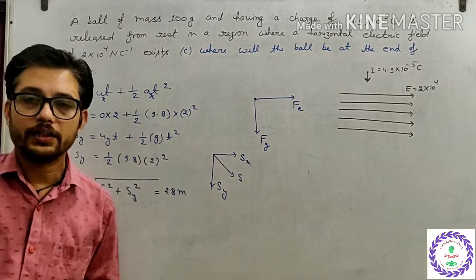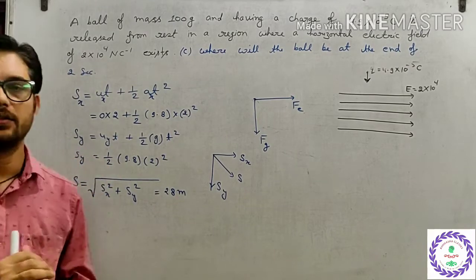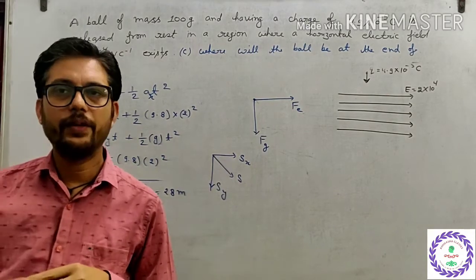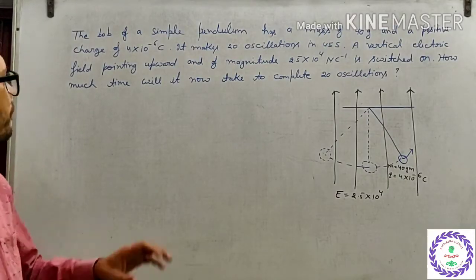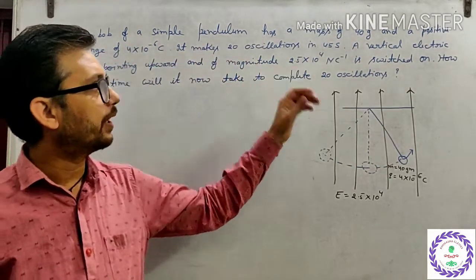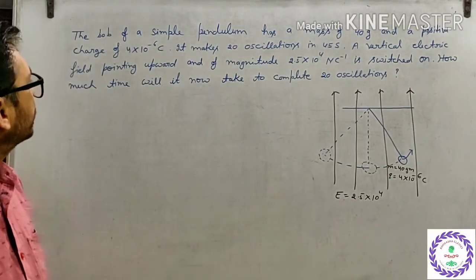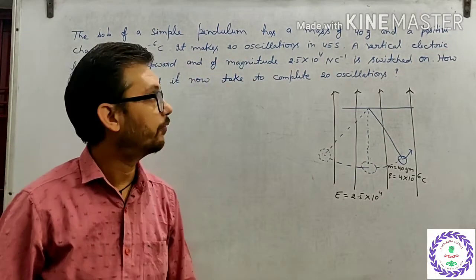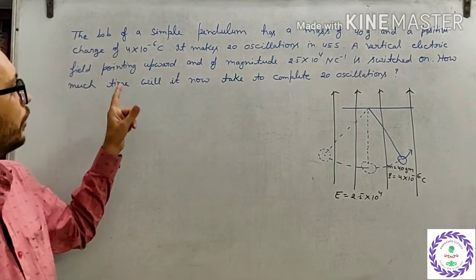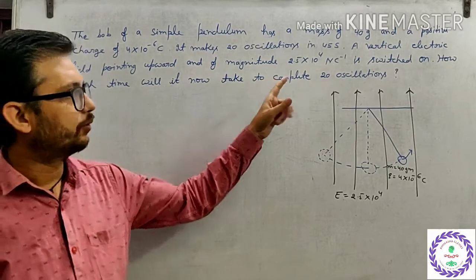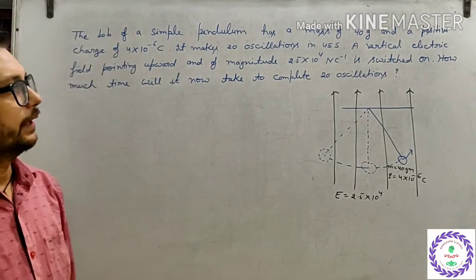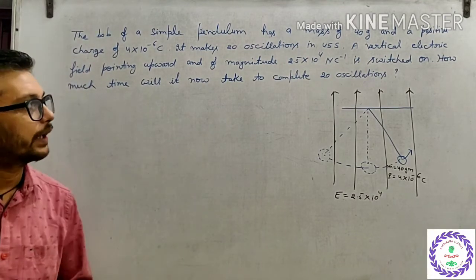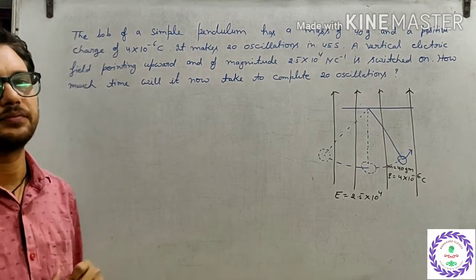So this is the last part of this question, and I hope this question is clear to all of you. Now we will discuss the next question based on the electric field. This is the next question. The bob of a simple pendulum has a mass of 40 gram and a positive charge of 4 into 10 power minus 6 coulomb. It makes 20 oscillations in 45 seconds. A vertical electric field pointing upward and of magnitude 2.5 into 10 power 4 Newton per coulomb is switched on. How much time will it now take to complete 20 oscillations?